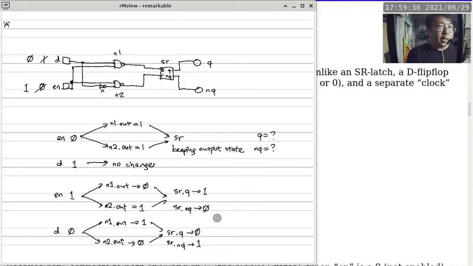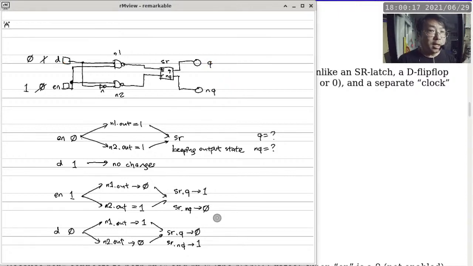So at this point, if you have been following along, and if you take a step back, you will see that when the EN is a 1, then whatever the D pin is going to be mirrored to the Q pin of the SR latch. In other words, let me say that one more time. As long as the EN pin is a 1, the Q pin of the SR latch is going to mirror the state of the D input pin. If D becomes a 0, Q is going to become 0. If D becomes a 1, then Q becomes a 1.